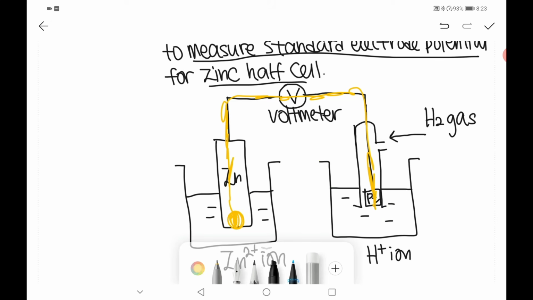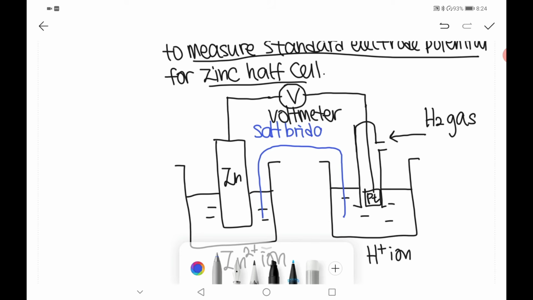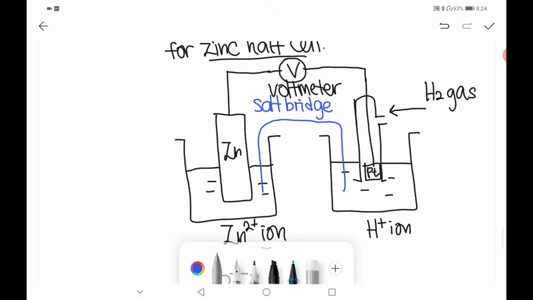So what you should do here is put a special material. We will draw something like this, but this is not a wire. This blue color is not a wire. This is called a salt bridge, and we learned about the salt bridge in form four. The salt bridge will allow us to complete the circuit.